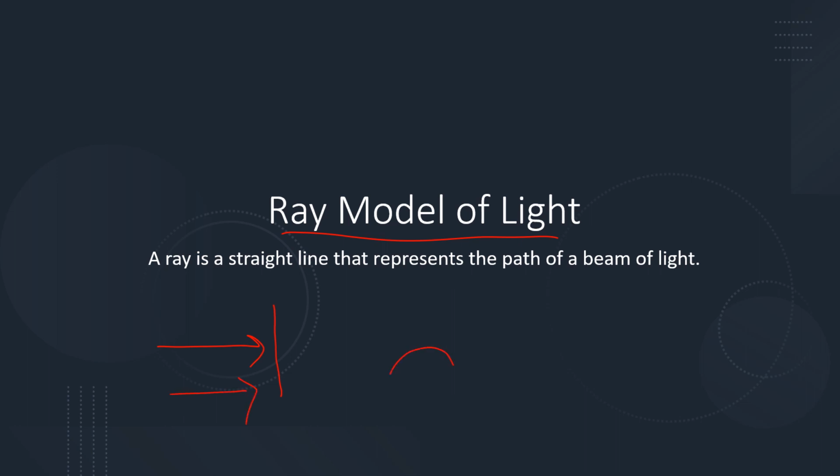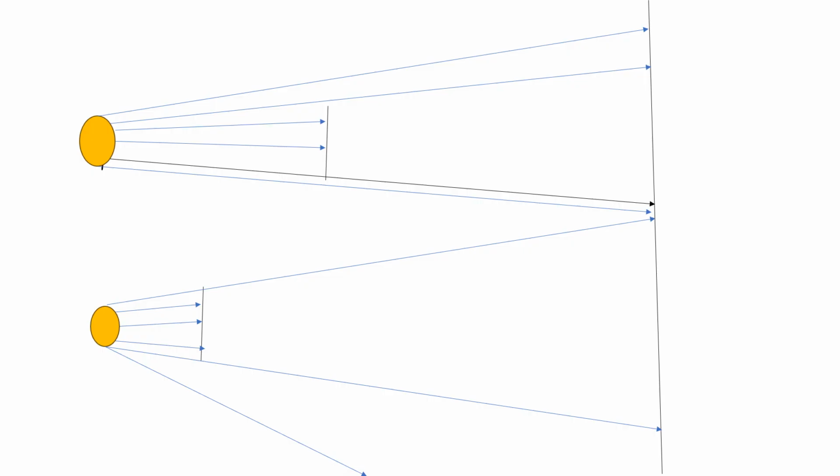If this is a source, light is spread in all directions from this source. And these are the rays that represent the path of a beam of light. We use the ray model to predict where shadows will form and how large they will be. Okay, so let's see a ray diagram to predict how a shadow is formed.